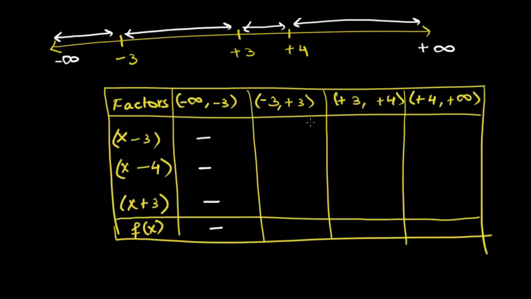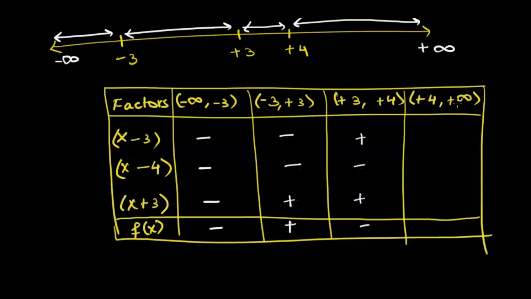Similarly, we can check the rest of the intervals. For the interval from negative 3 to positive 3, we know 0 lies between negative 3 and positive 3, so we can put a 0 here. 0 minus 3 is negative, 0 minus 4 is negative, 0 plus 3 is positive. When we take the product of negative, negative and positive, the final function is positive. Next we take any number from positive 3 to positive 4. Let's say it's 3.5. 3.5 minus 3 is a positive number. 3.5 minus 4 is a negative number. 3.5 plus 3 is a positive number. The product of positive, negative and positive is negative.